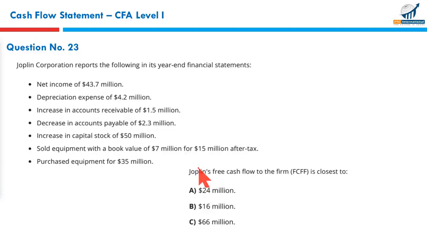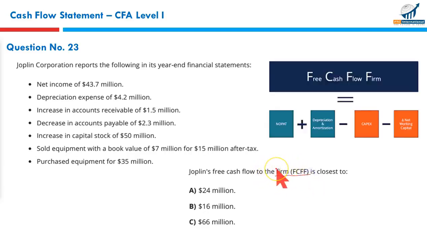Next, question 23. What do we need? Cash flow, free cash flow to the firm. Do we have the format? Yes. This is how we can calculate free cash flow to the firm. We need NOPAT. NOPAT means net operating profit after tax. That has been given as 43.7 million. To this we need to add depreciation or amortization. We have 4.2 million as our depreciation. Effectively, these two combined give you cash flow from operating activities, right? Plus, we may have to make some adjustments for working capital also. So these two added, considered.